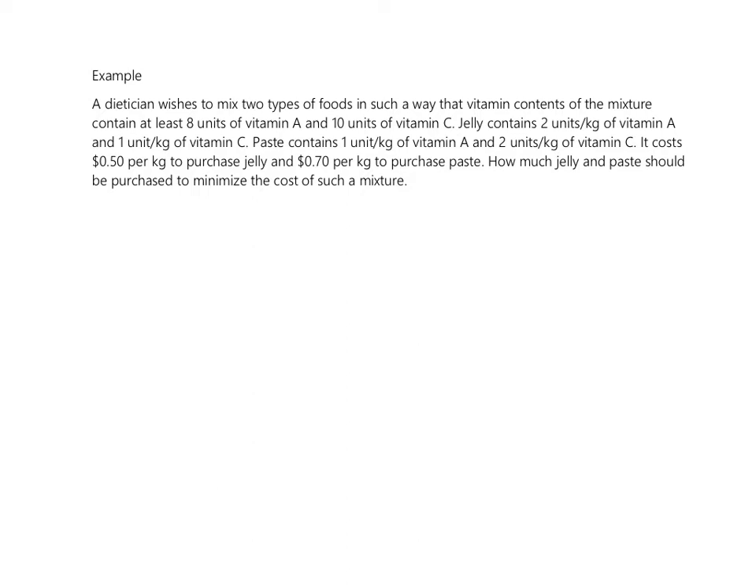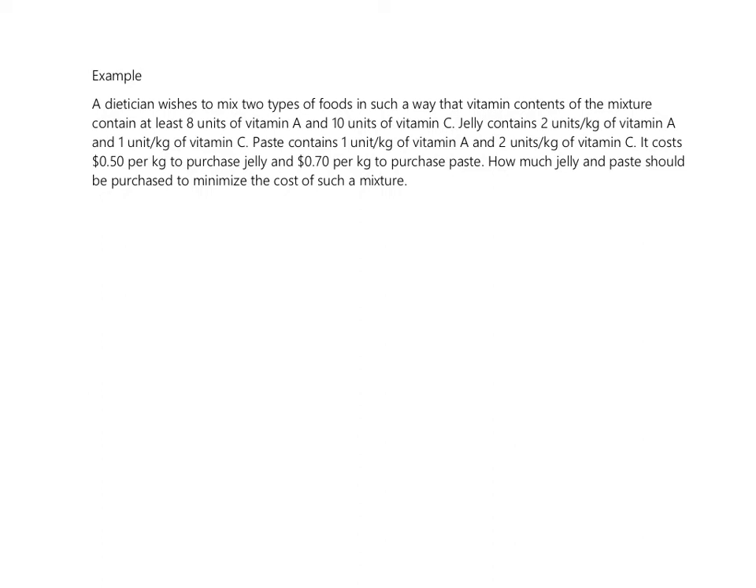So the dietitian wishes to mix two types of food in such a way that vitamin contents of mixture contain at least 8 units of vitamin A and 10 units of vitamin C. Jelly contains 2 unit kilograms of vitamin A and 1 unit kilogram of vitamin C. Paste contains 1 unit kilogram of vitamin A and 2 units of vitamin C. It costs 50 cents per kilogram to purchase jelly and 70 cents per kilogram to purchase paste. How much paste and jelly should be purchased to minimize the cost of such a mixture?